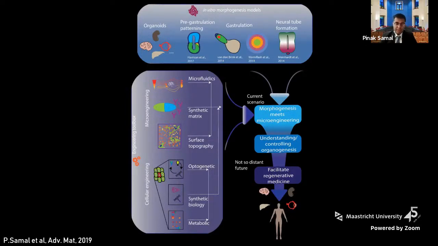I believe that application of, for example, microfluidics, synthetic matrix, and surface topography could help us to decipher how this patterning process takes place. And this can help us in turn in controlling organogenesis in vitro, which in the future can help in facilitating regenerative medicine by creating and designing better organs.